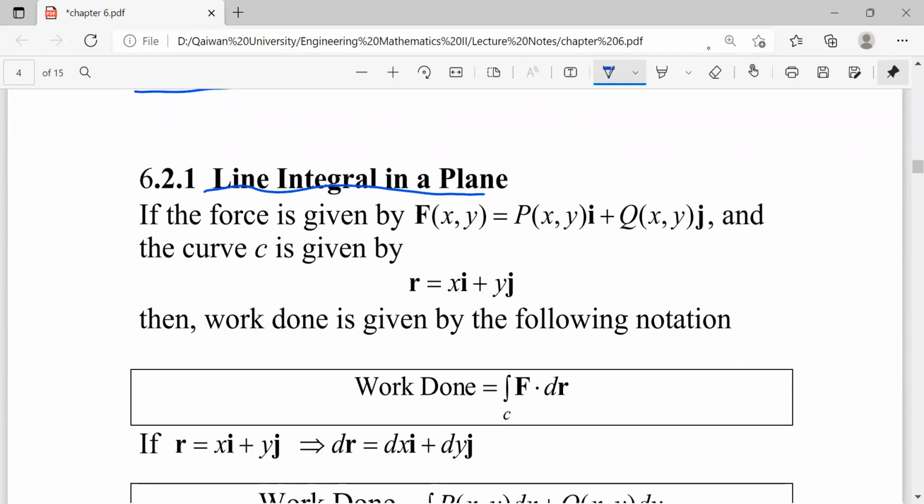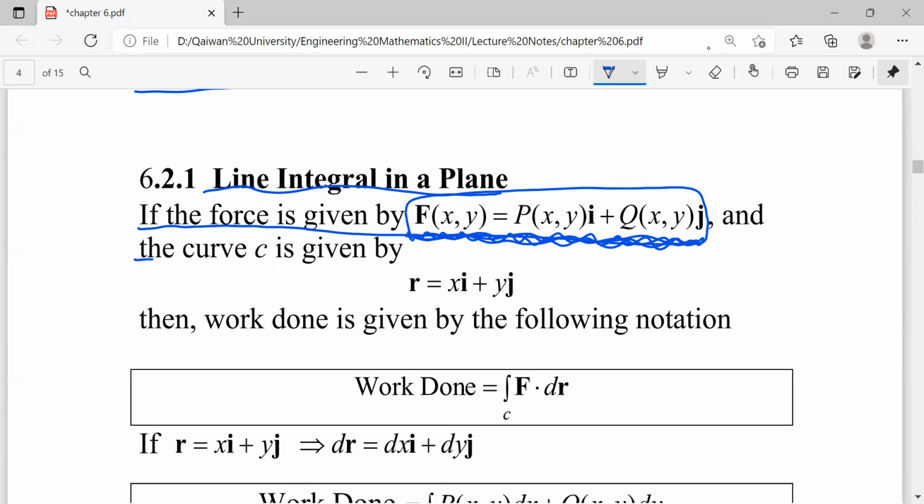Line integrals in a plane, that means in the xy plane. We say if the force is given by F of x y, which is P of x y i plus Q of x y j, this is the force, which is the vector field, and it's the force also. And the curve C is given by a vector valued function. Then the work done is given by the following notation.